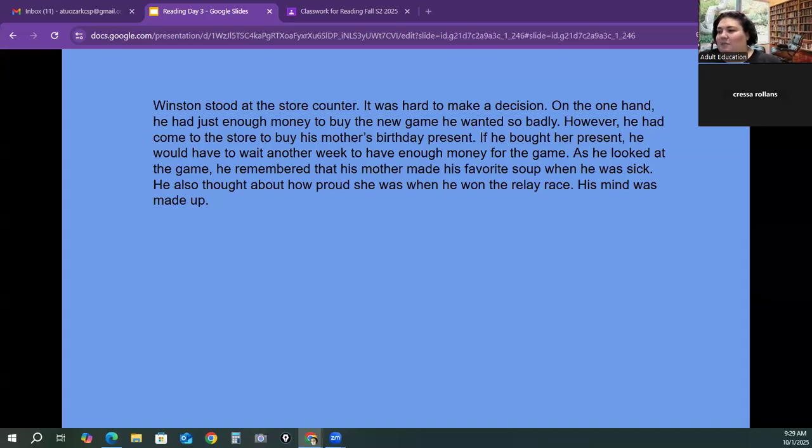As he looked at the game, he remembered that his mother made his favorite soup when he was sick. He also thought about how proud she was when he won the relay race. His mind was made up. All right, what do you think is going to happen next? What's Winston going to do next? Think about that for a minute. If you can, type it in your chat box for me.